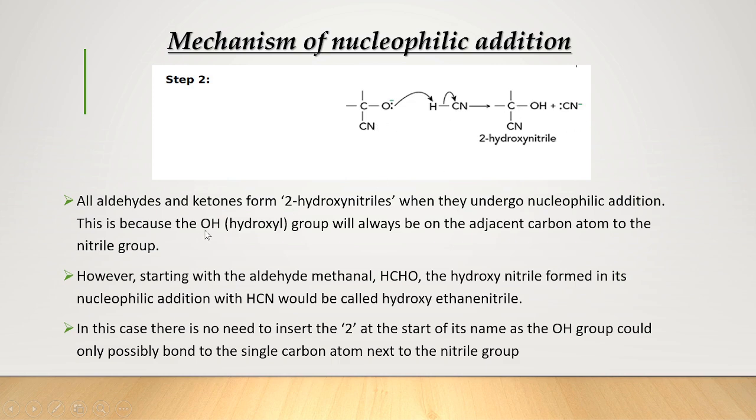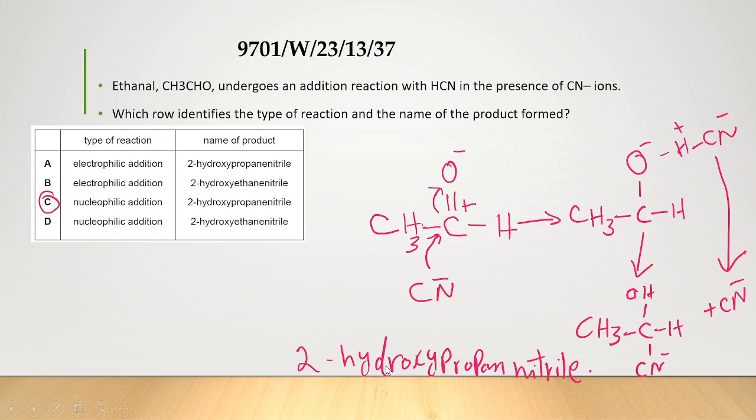All aldehydes and ketones form 2-hydroxynitriles when they undergo nucleophilic addition. This is because the OH group will always be on the adjacent carbon to the nitrile group. However, starting with the aldehyde methanal, the hydroxynitrile formed in its nucleophilic addition with HCN would be called hydroxyethanenitrile. In this case, there is no need to insert 2 at the start of its name, as the OH group could only possibly bond to the single carbon next to the nitrile group.